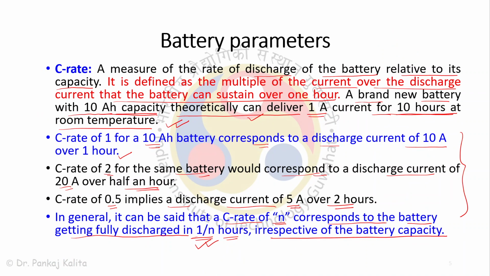Then we have C rate. It is basically a multiple of the current over the discharge current that the battery can sustain over 1 hour. So C rate is very important to know, as the rate of discharge of a battery can be measured with C rate.